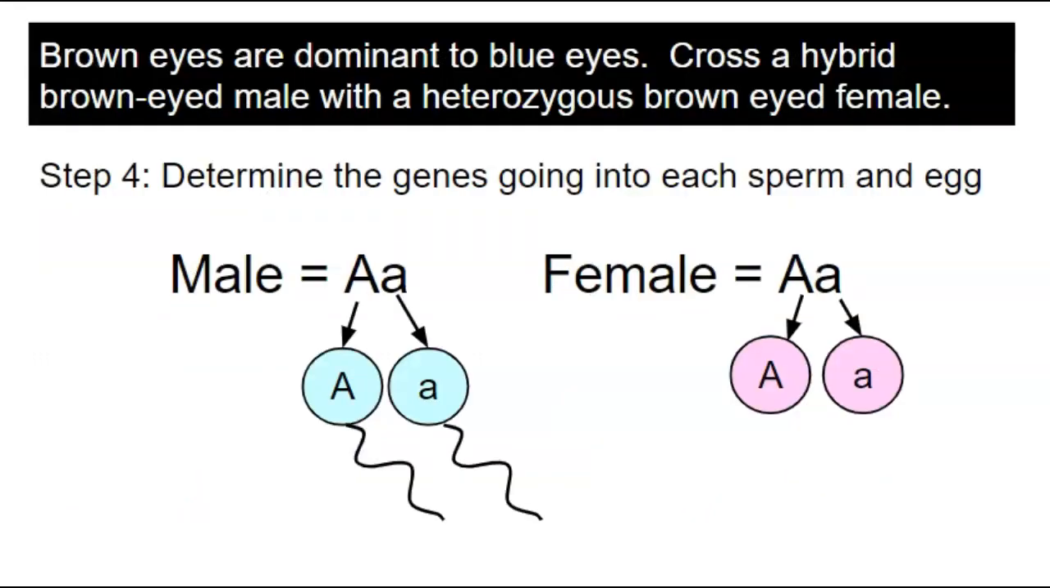All right, so back to step 4. It says determine the genes going into each sperm and each egg. Here's what we do. We draw the little sperm, and we put 1 letter in each. And then we draw the eggs, and again, we put 1 letter in each because half go into each of those cells.